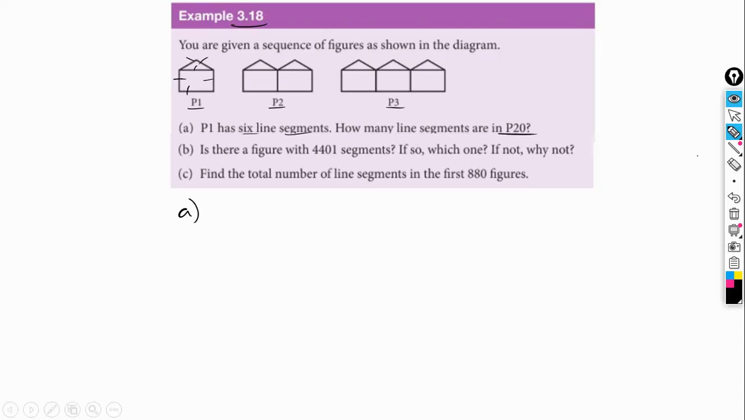So in P2, notice that they share this segment. So that means that we're really only going to add 5, right?